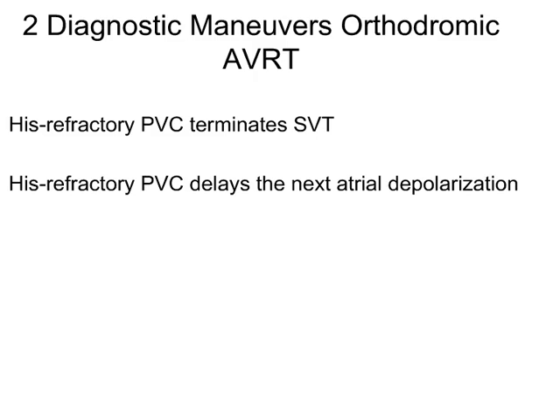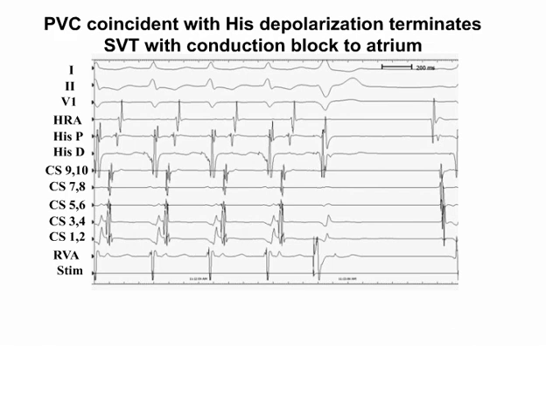Finally, we get to maneuvers. And the two diagnostic ones to consider are the His refractory PVC that terminates SVT or delays the next atrial depolarization. These are the ones that you really have to look out for. Here's a PVC coincident with the His. We can see there's a His bundle electrogram there, but also it looks fused on the surface. So you know that part of the wavefront is coming through the AV node and part of it is coming from your pacing catheter. And it gives you that fused appearance on the surface and it terminates tachycardia.